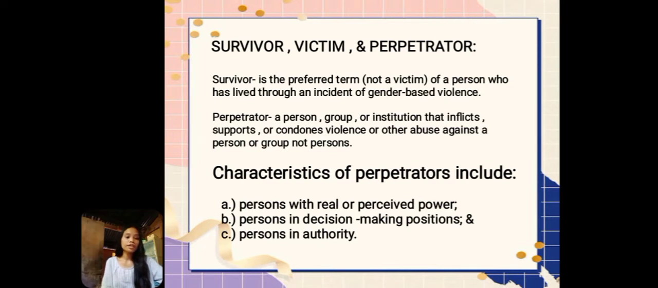So, perpetrator. Sila yung tinatawag na salarin sa Tagalog. Sila yung sumusuporta o pumapayag sa karahasan o iba pang pang-aabuso laban sa isang tao o sa grupo ng tao. And also, someone who has committed a crime or a violent or harmful act. The characteristics of perpetrators include persons with real or perceived power, persons in decision-making positions, and persons in authority.